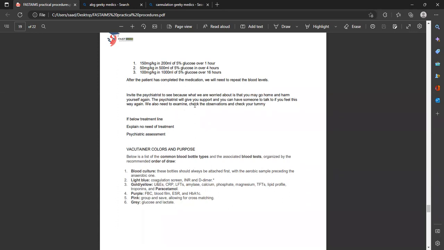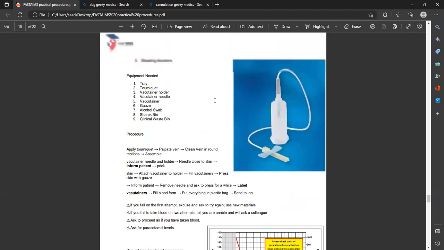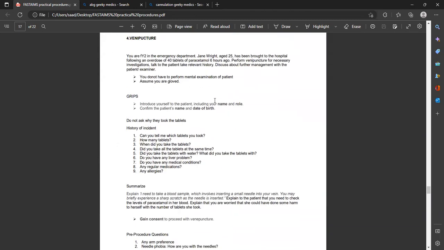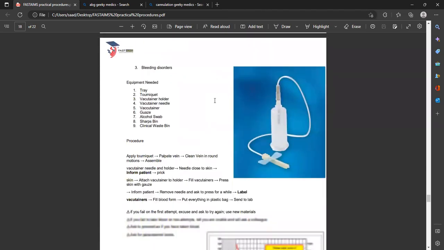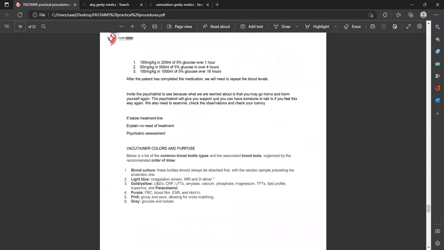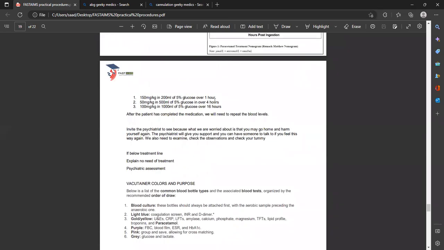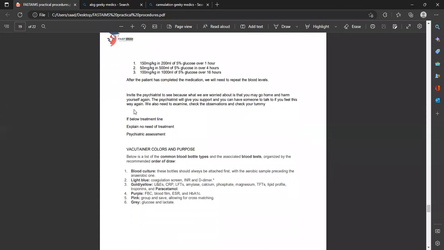Then invite the psychiatrist to see her, because it's a psychiatrist review. Why did she try to suicide? It's not your task to do; the psychiatrist will assess. Or if the paracetamol levels are below the treatment line, there is no need for treatment. We will assess you after a while, and you can go home after the senior's permission.